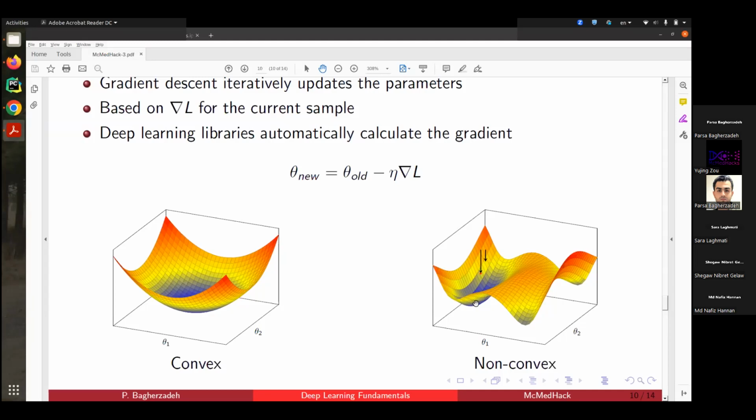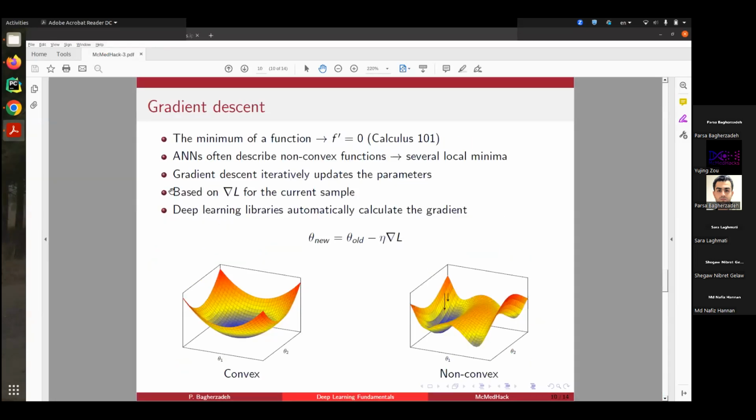Note that if you start from here, we would probably end up here, right? If we start from this side, we would probably end up here. That's why we cannot basically take the ordinary derivative and use the classical approaches for finding the minimum, because we have multiple or several local minima.